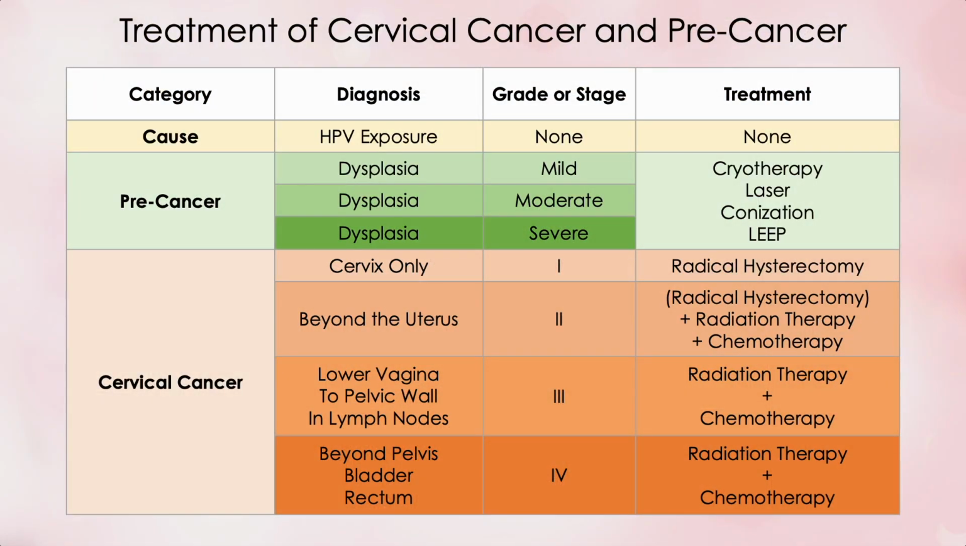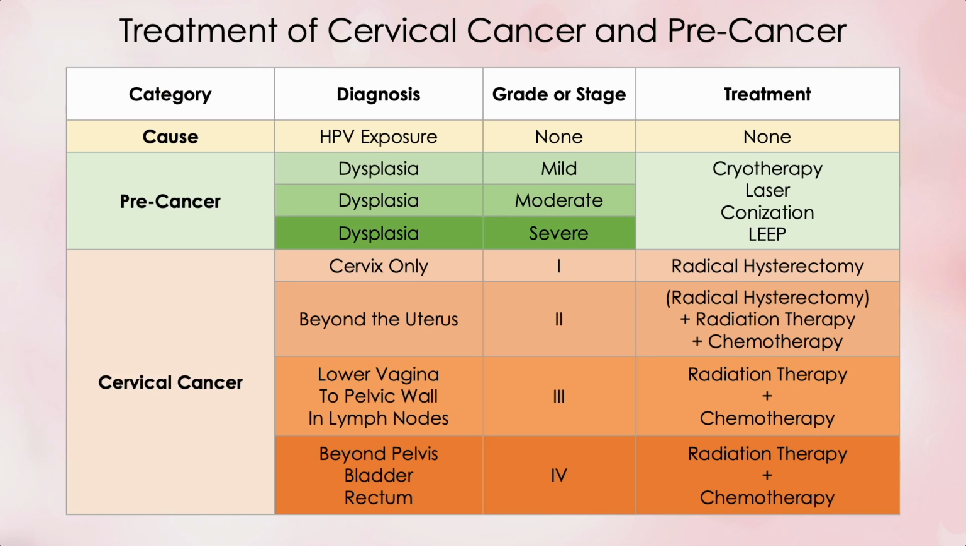Going back to our comparison with cervical cancer, video 350 was on treatment of cervical cancer and precancer. There, you learned that CIN of the cervix is treated very simply by destroying or removing the tiny area of abnormal cells. And that's it. Here's the chart of treatment for cervical cancer and precancer that we created in that video. Look at the green section.